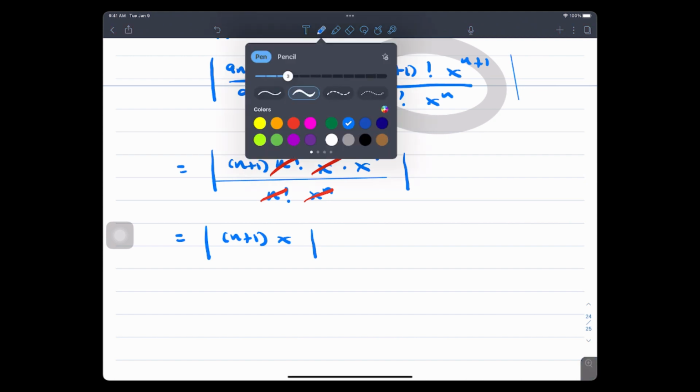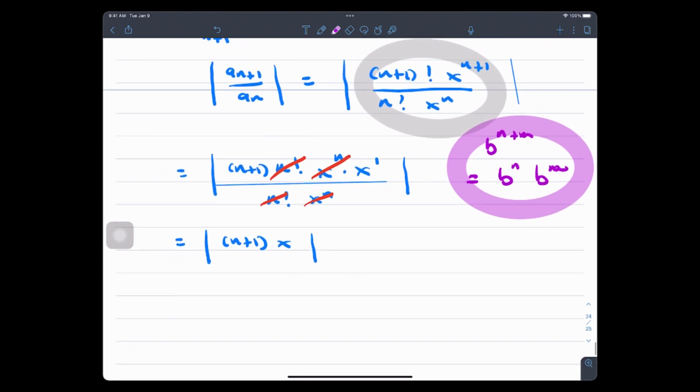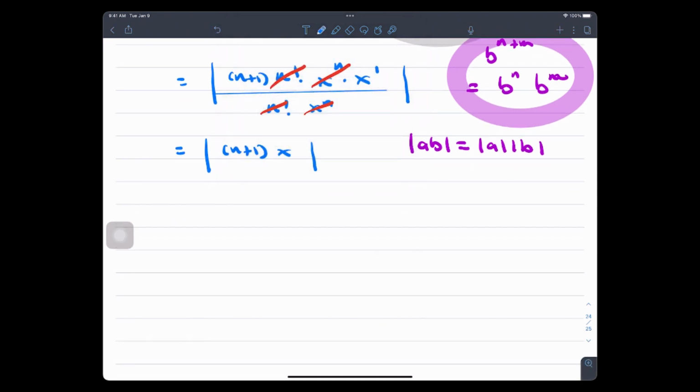If you guys are wondering about the algebra, b to the n plus m that I'm using is b to the n times b to the m. That's the algebra that we're using. That's beginning algebra. And then here, we always use properties of absolute values. The absolute value of a product is the product of the absolute values. So now this becomes the absolute value of n plus 1 times the absolute value of x. And then what do we use here? Do you guys know what we use here? We use the definition of an absolute value, the piecewise definition, which is what you guys see here.